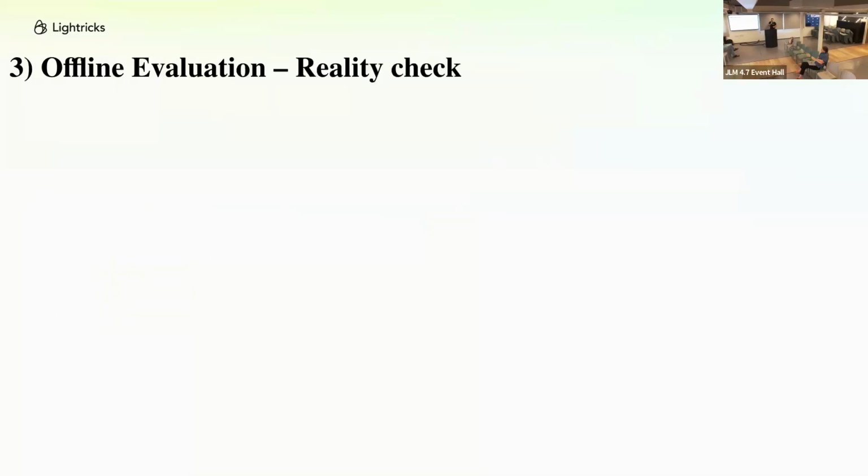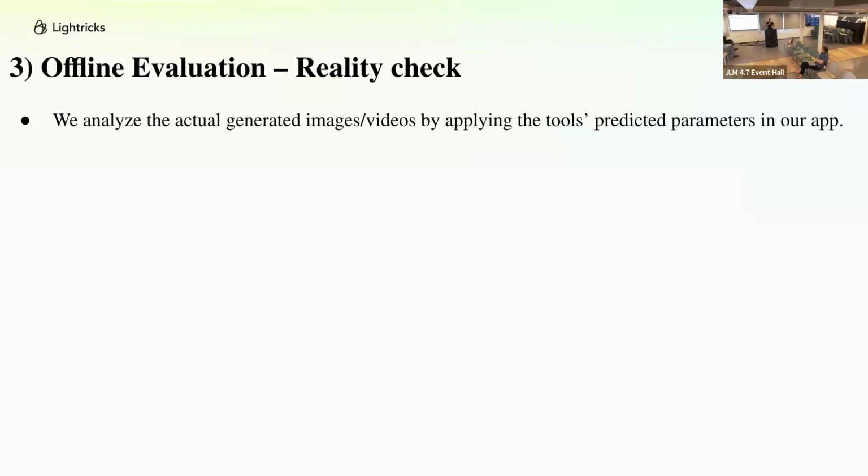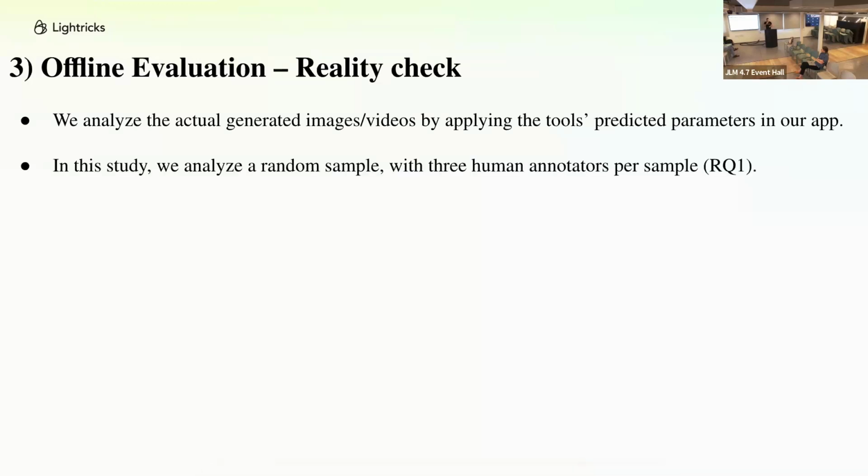Okay, so after we develop the metrics, we also want to have a reality check on our offline metrics. Our metrics are for the configuration of the JSON parameters. But we also want to see with our own eyes what the produced videos and images look like if you apply these parameters. So this is the offline evaluation reality check on the images. How we do it: we take the produced parameters and apply them in our VideoLeap app to get the results. And here we analyze a random sample with human annotators per sample. We have 3 annotators per sample.